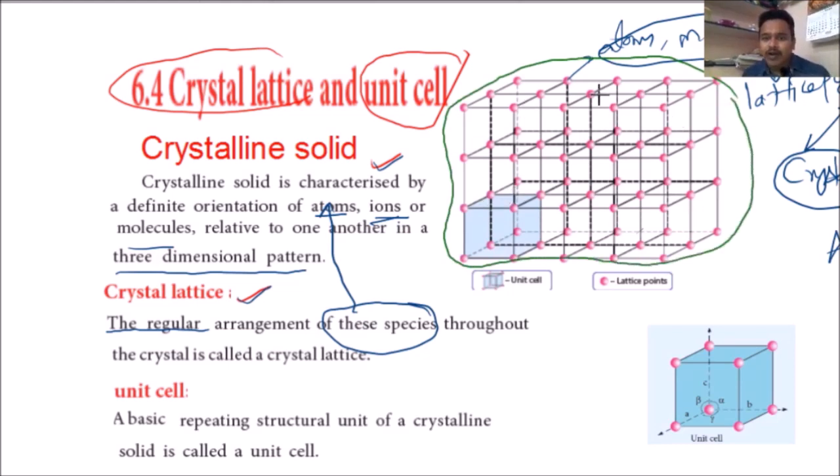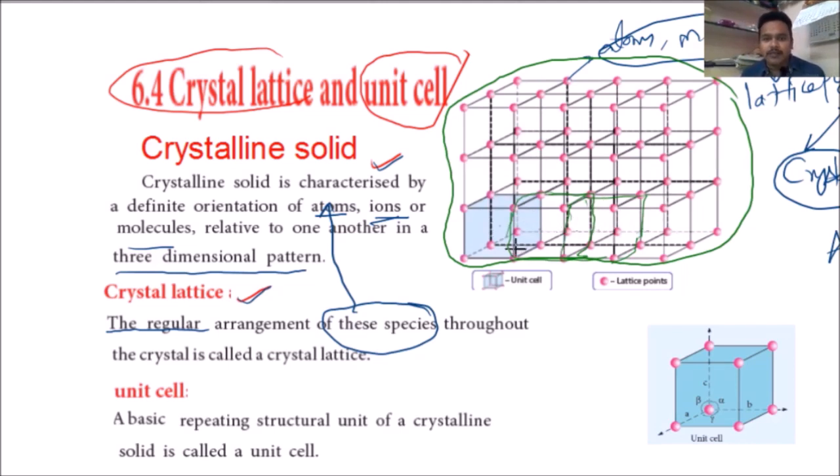You can observe here many cubes are there. This is a very big cube, and that very big cube is a combination of the repeating units of small cubes. See here, this is one cube, this is one cube, and this is one cube. So many cubes are there: first layer cubes, second layer cubes, and third layer cubes. So this cube is repeatedly arranged in a three-dimensional pattern.